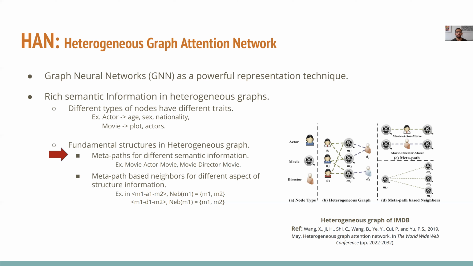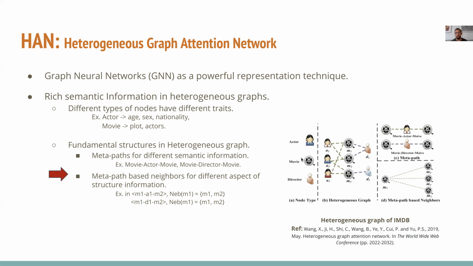Then another concept that we now need to pay attention to is called metapath-based neighbors. Metapath-based neighbors means that, given a node, you decide what the neighbors of this node are given a certain metapath. So, for example, here you decide that the metapath you are going to consider is movie, actor, movie, right? And the input node will be M1. So we can see M1, A1, M2.